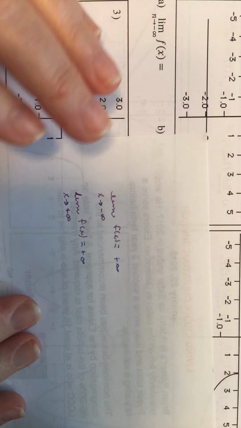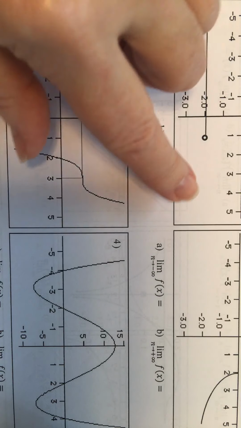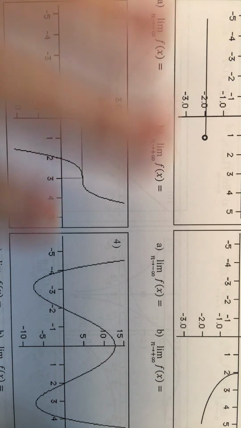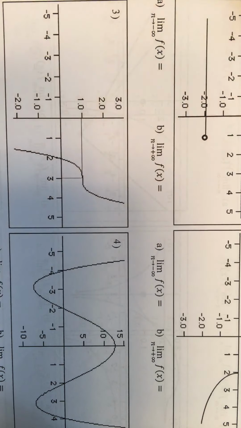Now, this should not be a shock. When I give you an odd function, one end is going to negative infinity, the other end to positive infinity. And when I give you an even function, either both are going to positive infinity or both are going to negative infinity. You learned that in Algebra 2.